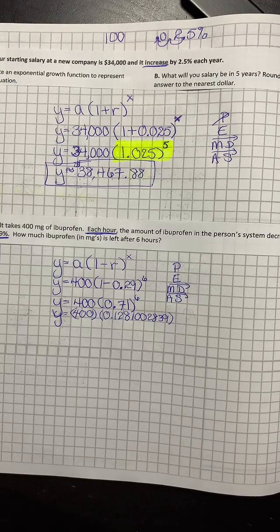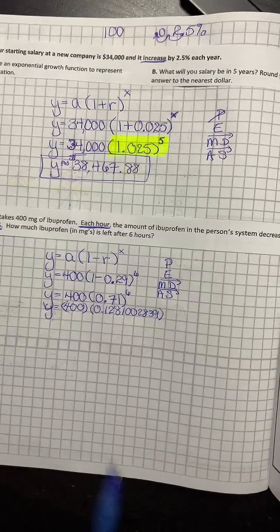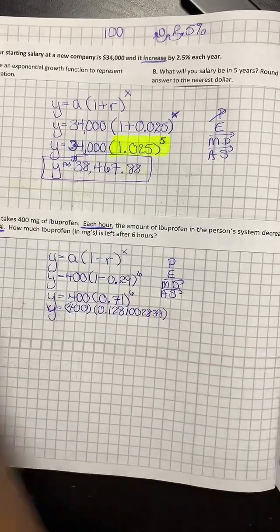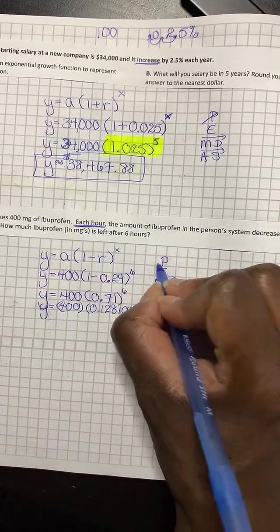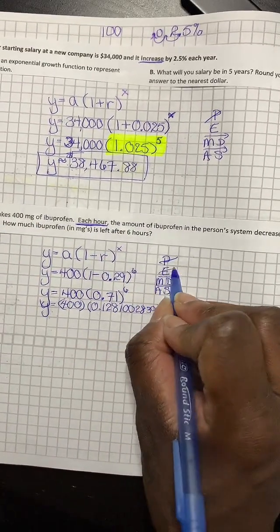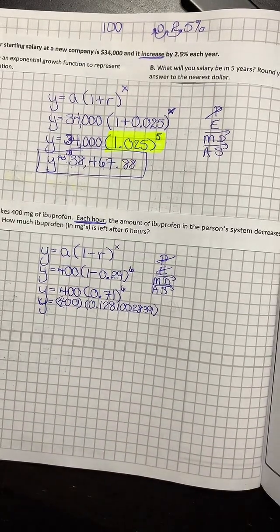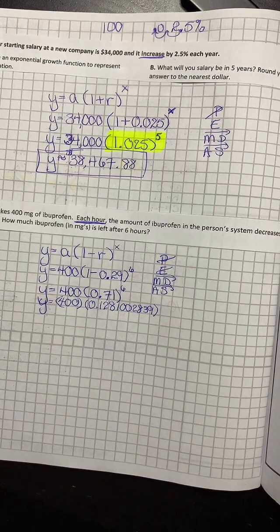Okay. Yes. So you have to do the exponent. First I did what's inside the parenthesis. Then we do the exponent. We do that before we multiply. Okay. Good. So now multiply that by 400.